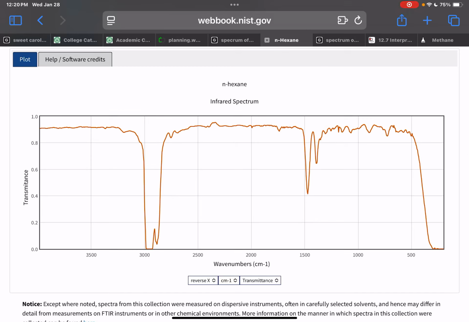So picking up where we left off with the last video, we said that infrared spectroscopy gave us a way of identifying compounds. And that was because the spectrum for a given compound was going to be fairly unique to that compound. So just to show you that, I've brought up a spectrum of N-hexane. So that's 6 carbons in a row with its full complement of hydrogens.